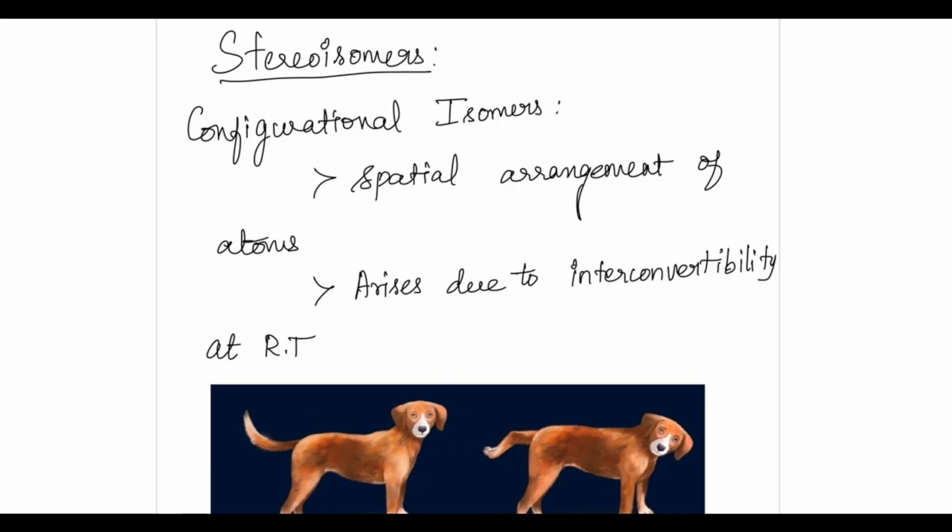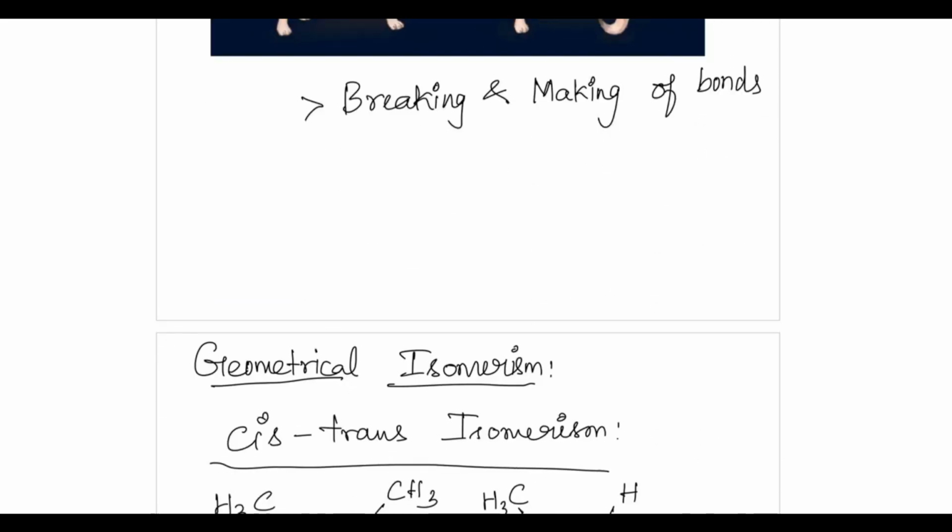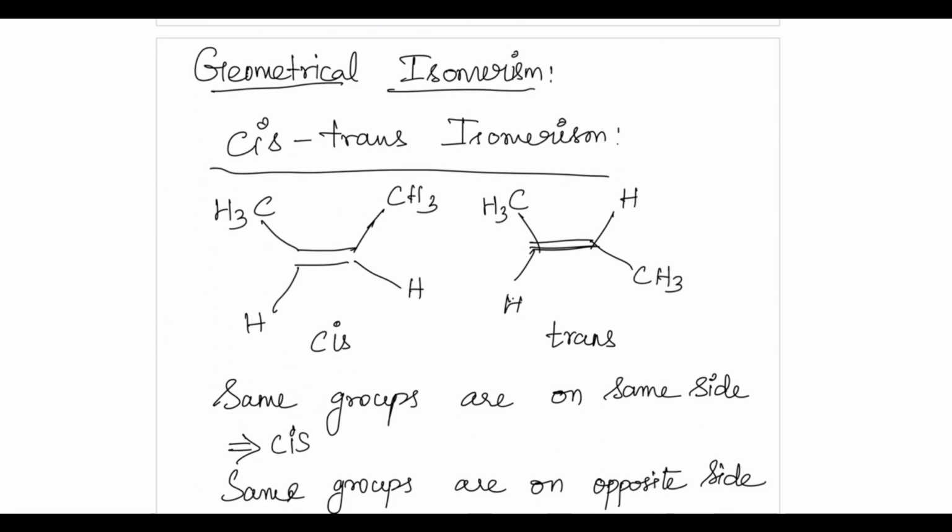Then comes stereoisomers. The first stereoisomer is configurational isomer, where the spatial arrangement of the atoms are differing. It arises due to interconvertibility at room temperature. Like you can see, dog is there. I'm cutting this tail and replacing, exchanging to one of this leg. Okay, so this is making and breaking of bonds happens. This is configurational isomer. Okay, then geometrical isomerism, where I have Cis-Trans isomer, which is super important.